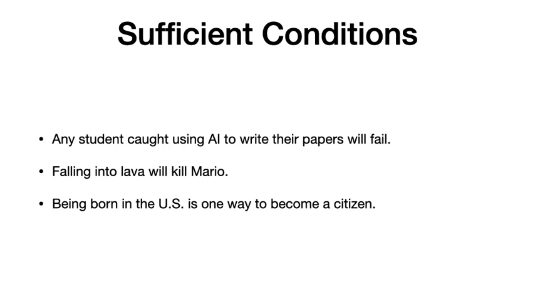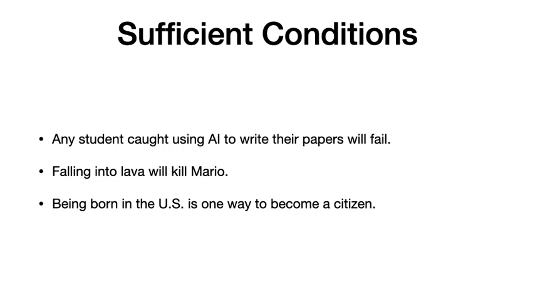Falling into lava will kill Mario. Well, if you've ever played the Mario Brothers games, that's one way for Mario to die. He falls into the lava. But there are plenty of other ways for Mario to die. These aren't necessary conditions, because we're not saying that for Mario to die, he has to fall into lava. If he gets hit with one of those little turtles, he'll die. If he falls onto spikes, he will die. In some of the Mario games, if he runs out of time, he will die. Lots of ways for poor little Mario to buy the farm, right?